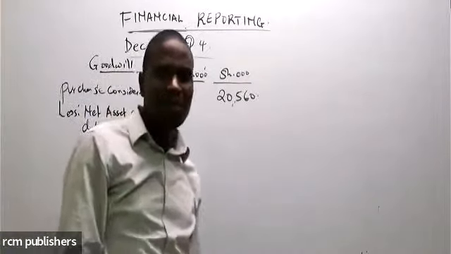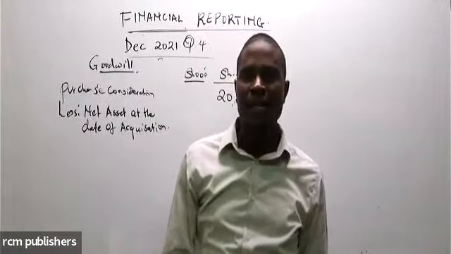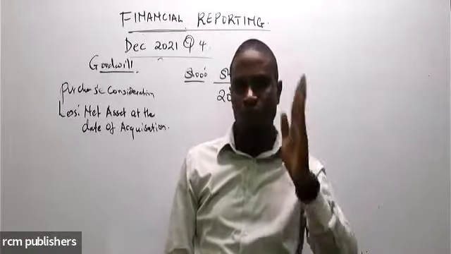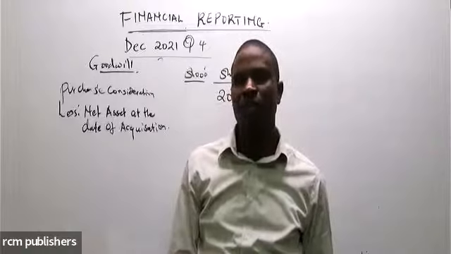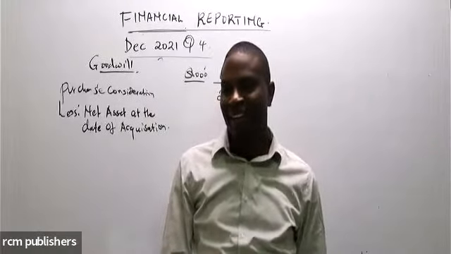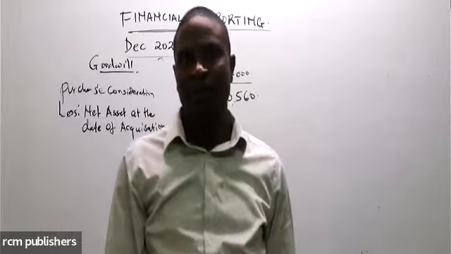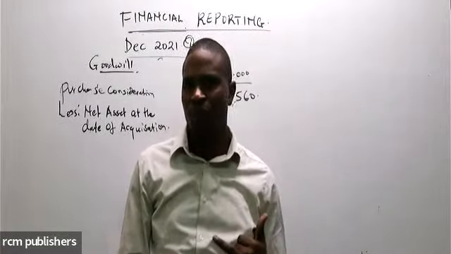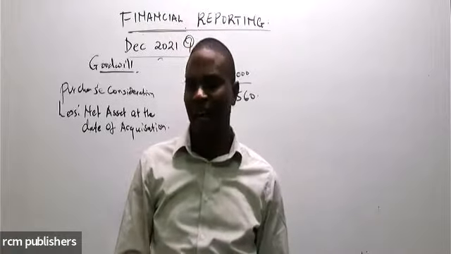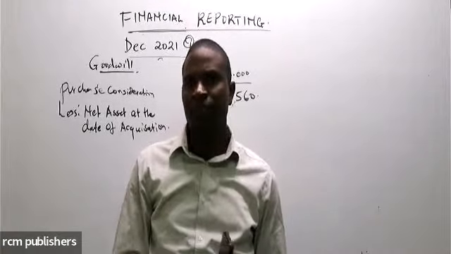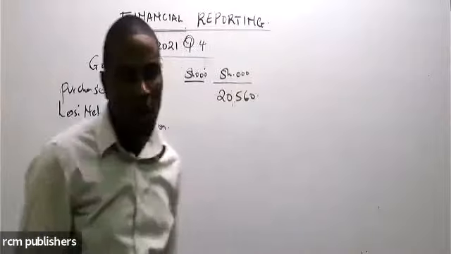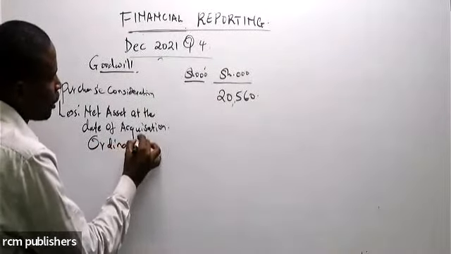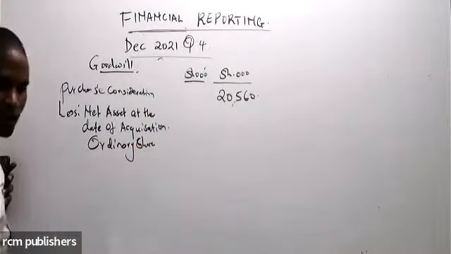Class, please remind me, when we talk about net assets, which section of the balance sheet will help us to get the net assets? The equity section. Remember, the equity section is made up of revaluation reserves, retained earnings, and the ordinary share. So, can you give me the ordinary share capital here?